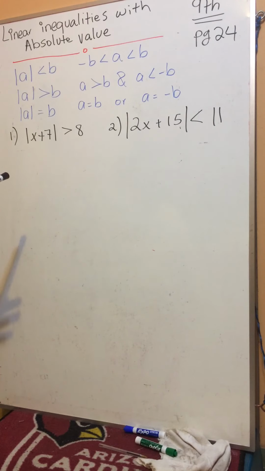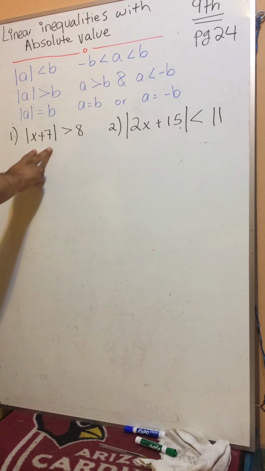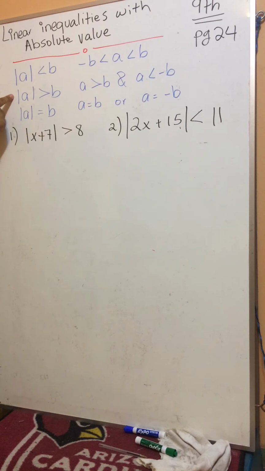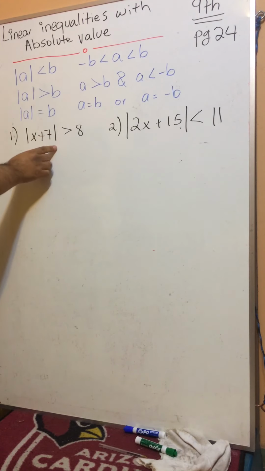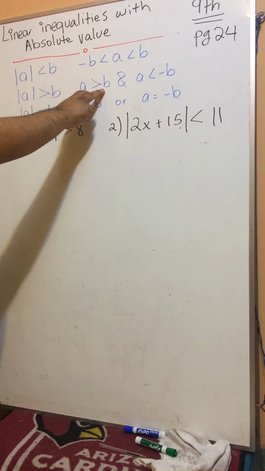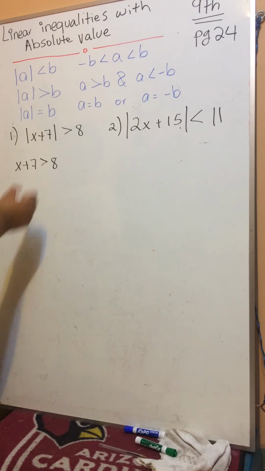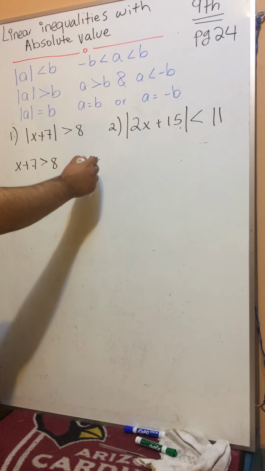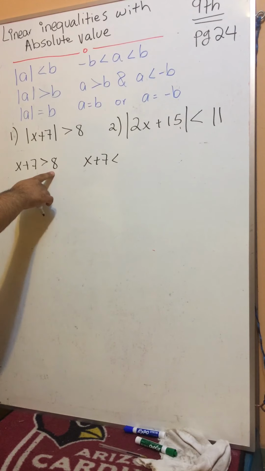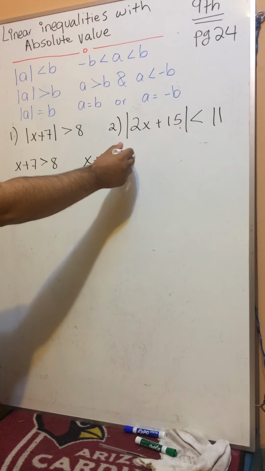So let's apply this to the inequalities. The first one we have is the absolute value of x plus 7 greater than 8. Let's get to work. Let's remember the rule: we have a greater than b, so we need to separate into greater than b and less than negative b. So we put it like this: x plus 7, we just copy the first one, is greater than 8. But we also have that x plus 7 is less than negative b, which is negative 8.